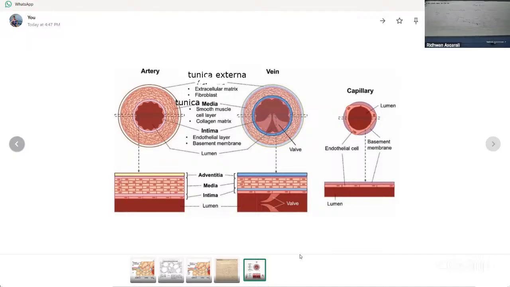So the endothelium, the outermost layer, is very thin, so it cannot withstand high pressures. So the first thing to burst will be a capillary or some capillaries. Very thin, and the main function is transport of red blood cells.